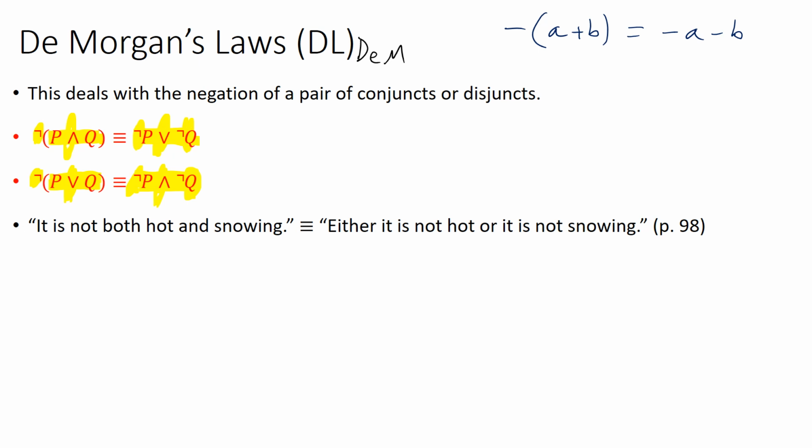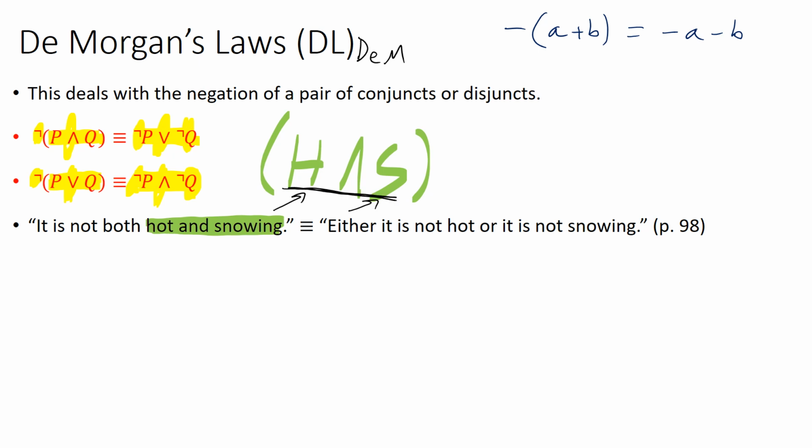It is not both hot and snowing. That's logically equivalent to either it is not hot or it is not snowing. Let's think about it. Hot and snowing. So if we symbolize that, we would have H and S. If that statement is true, what does that mean? Well, clearly it means H is true, hot, and S is true, snowing. So this is true insofar as H is true and S is true.